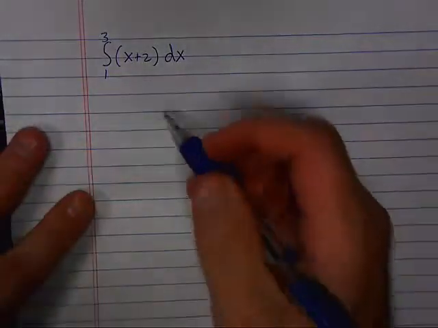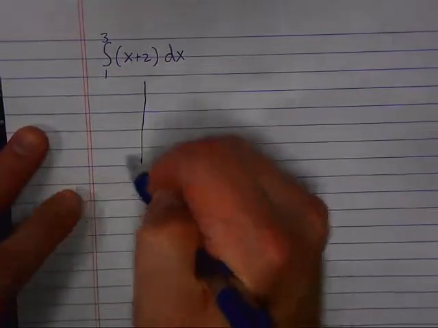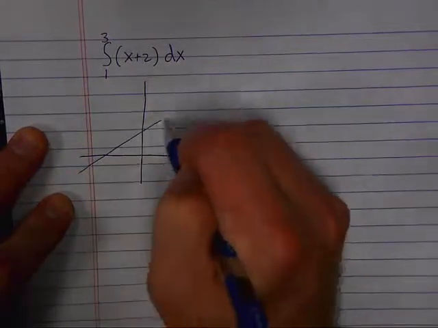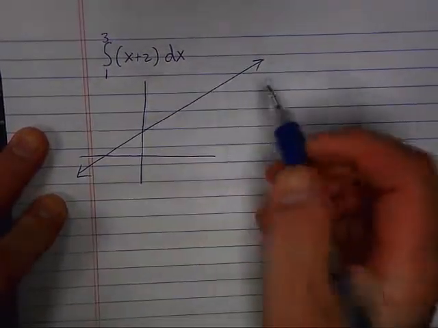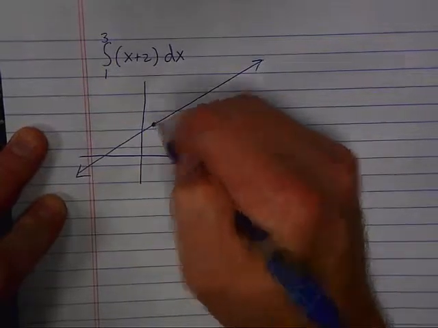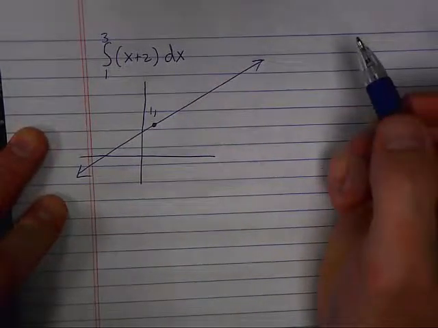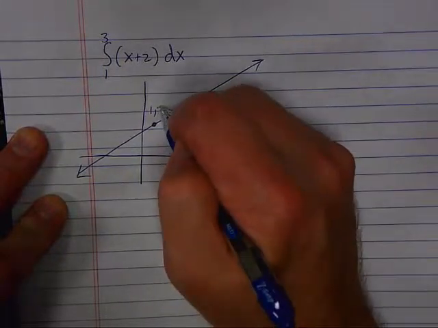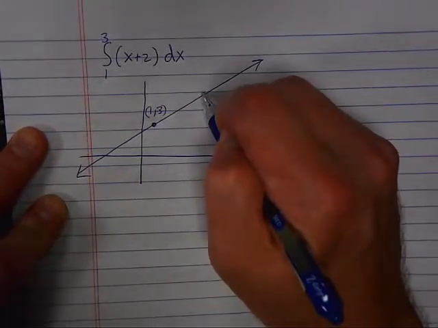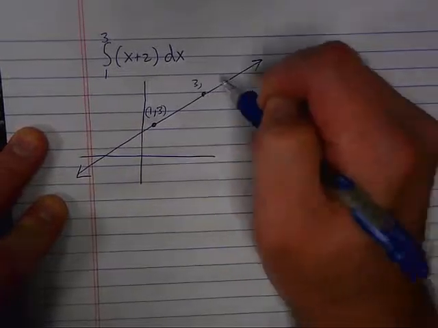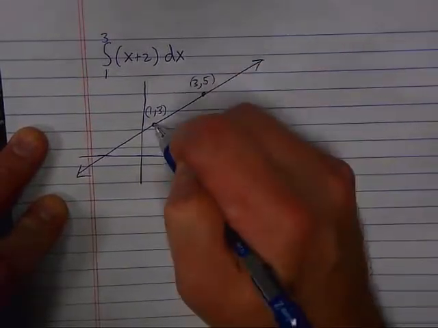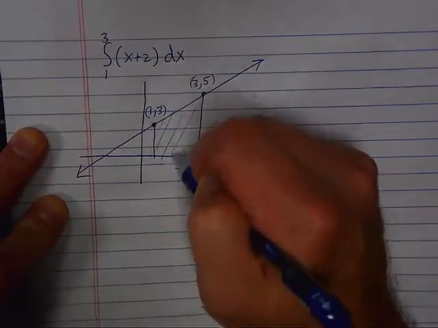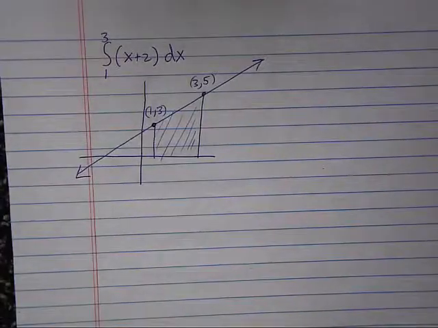All right, so let's draw ourselves a picture. What this integral means is I draw the function. The function looks roughly like this, where this is the point at x equals 1. Y would be 3. 1 plus 2 is 3. And when I plug in 3, I would have 5. So what I'm asking you to do, when I write that integral, I'm asking you to find that area.